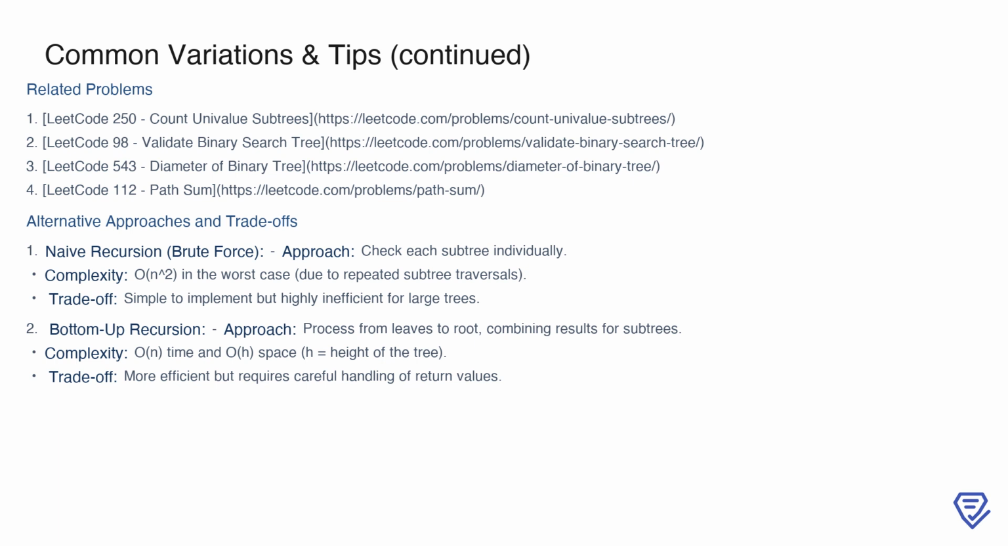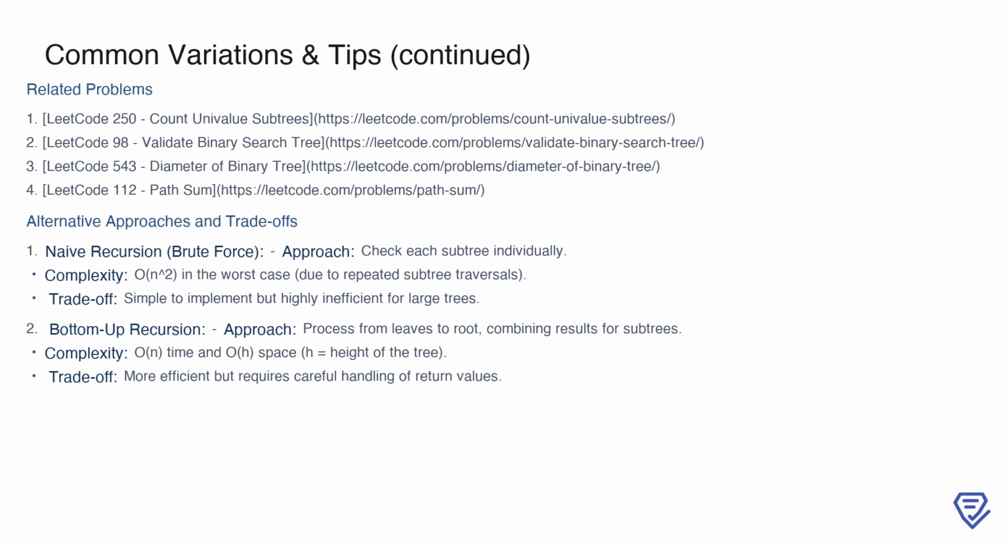Now, considering alternative approaches, a naive recursion or brute force method involves checking each subtree individually. While this approach is straightforward, its time complexity can balloon to O(n²) in the worst case, as it may recheck the same subtrees multiple times. For larger trees, this inefficiency becomes a significant drawback.